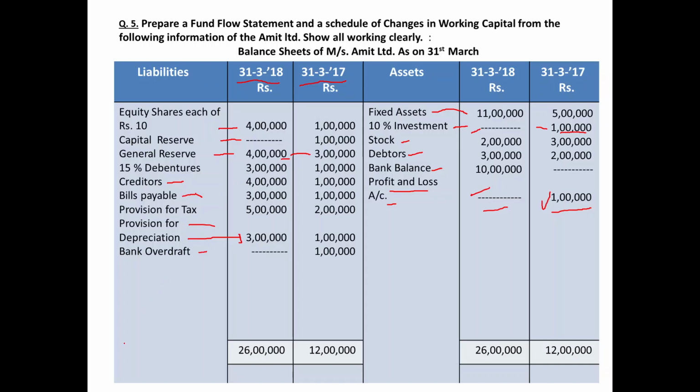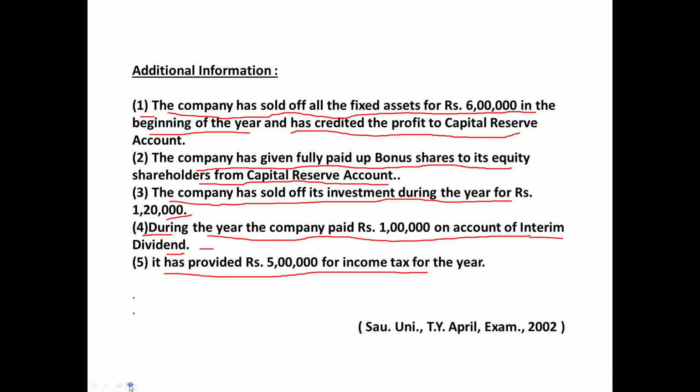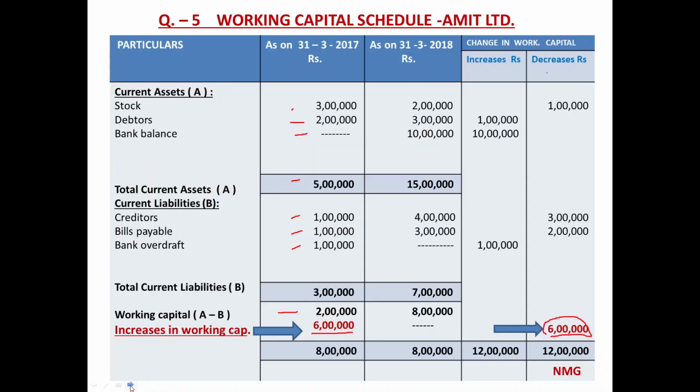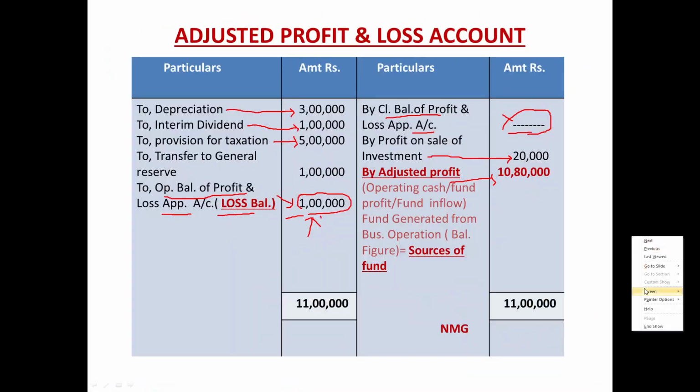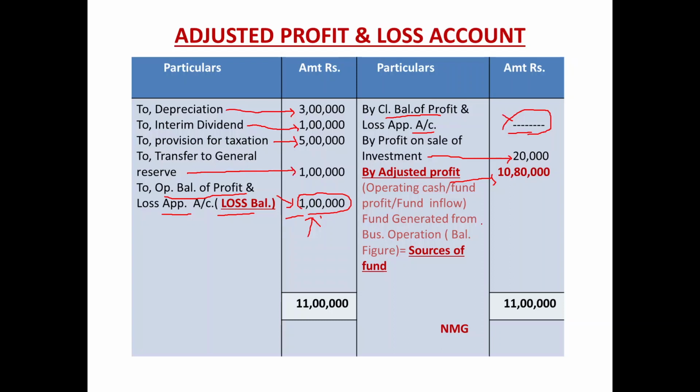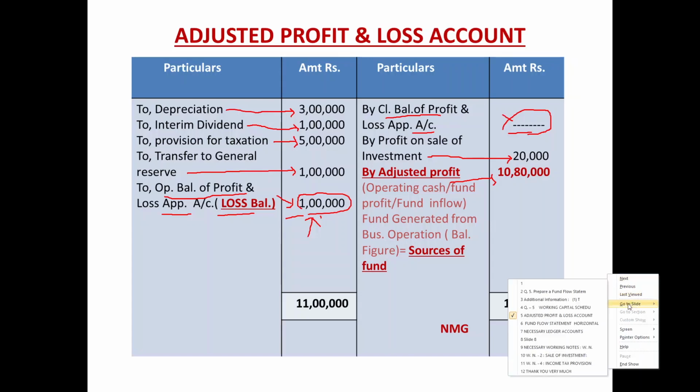But it's a non-cash item, it's a non-operating item, and that is why, being a non-cash and non-operating item, it should be added back in the current year's adjusted profit and loss account left hand side. See, transfer to general reserve 1 lakh. Once again, balance sheet verification.